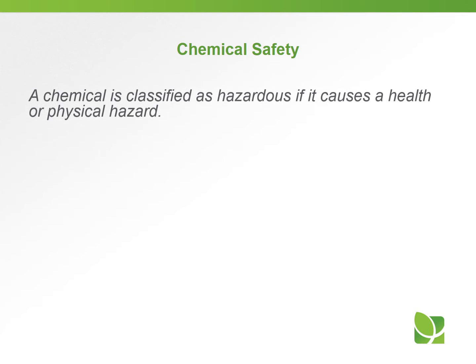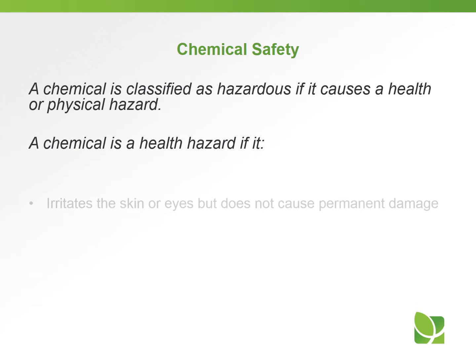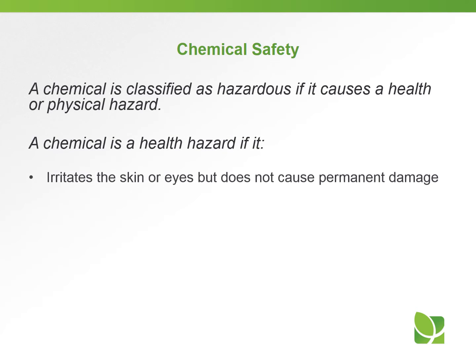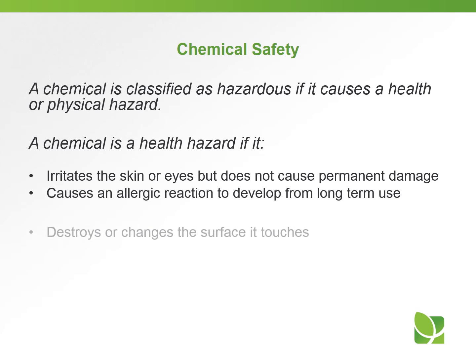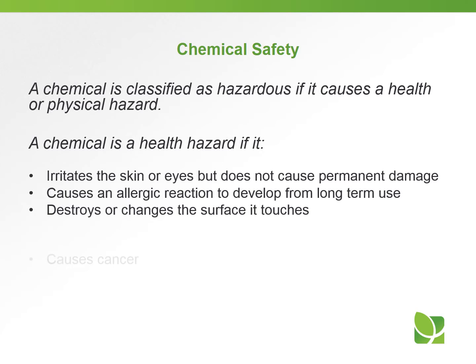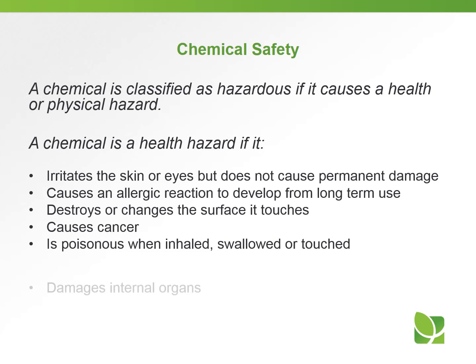Chemical safety. A chemical is classified as hazardous if it causes a health or physical hazard. So a chemical is a health hazard if it irritates the skin or eyes but does not cause permanent damage, causes an allergic reaction to develop from long-term use, destroys or changes the surface it touches, causes cancer, is poisonous when inhaled, swallowed, or touched, or damages internal organs.